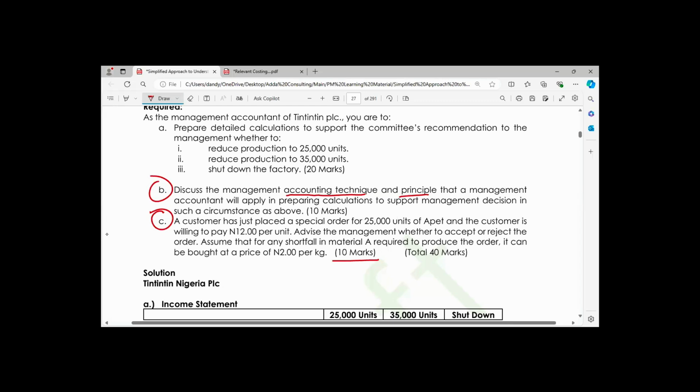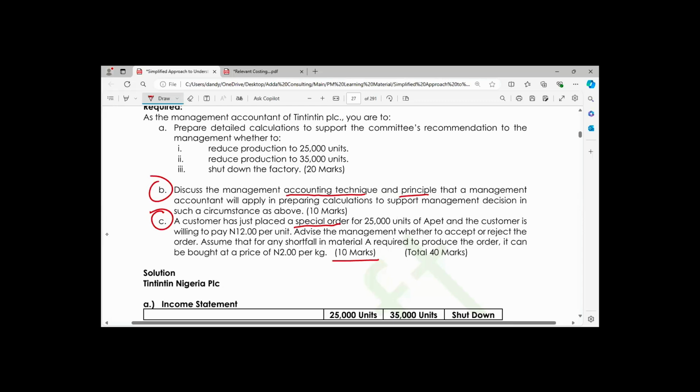You have operating statement in this question. You have relevant costing. Now your examiner is giving you short-term decision. So you are talking about special order, acceptance or rejection of a special order. This is what this number C is all about, which of course we have not discussed.